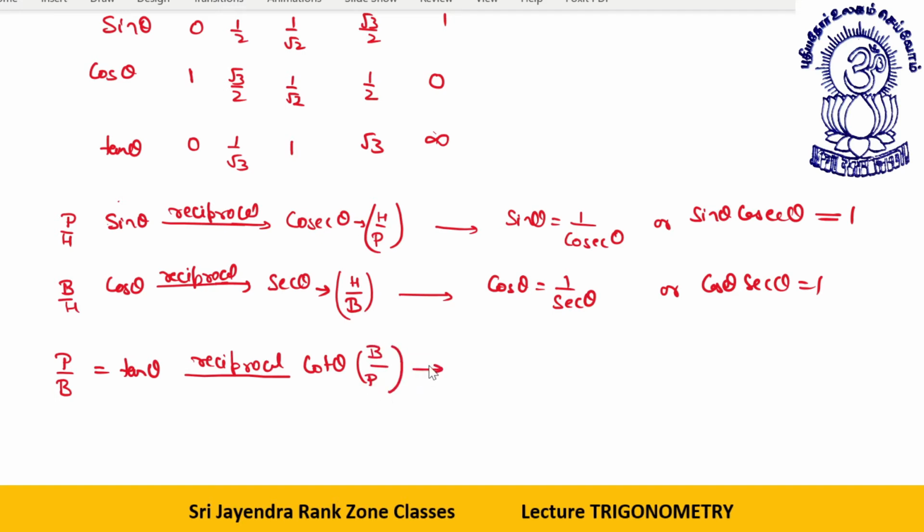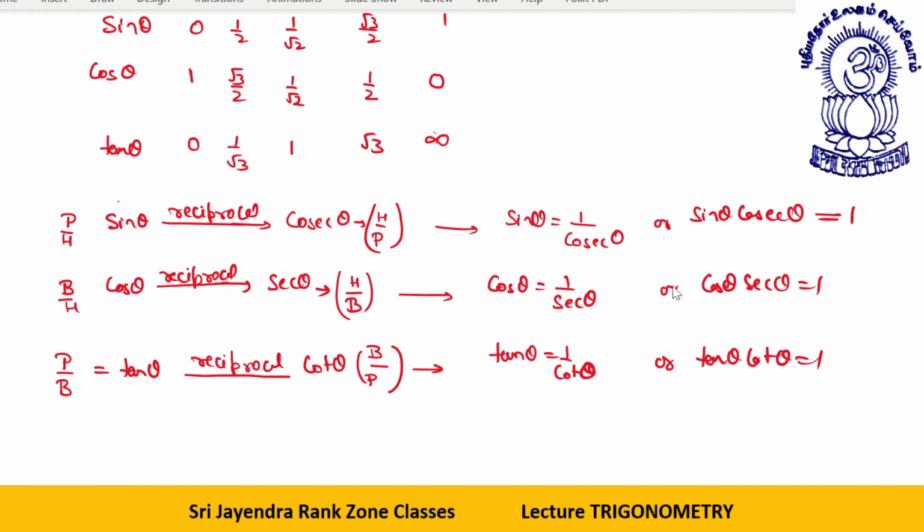B by P. So I can say tan theta is equal to 1 by cot theta. Cot theta is equal to 1 by tan theta, or tan theta into cot theta is equal to 1. Okay. Clear so far to everyone? Fine.